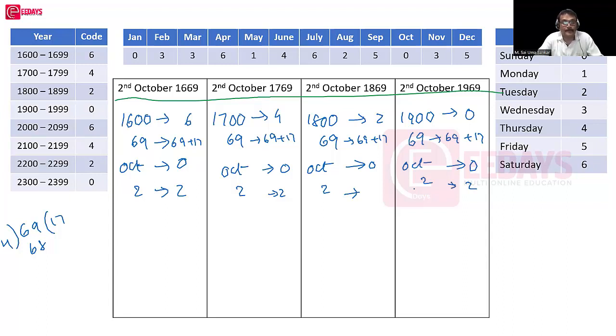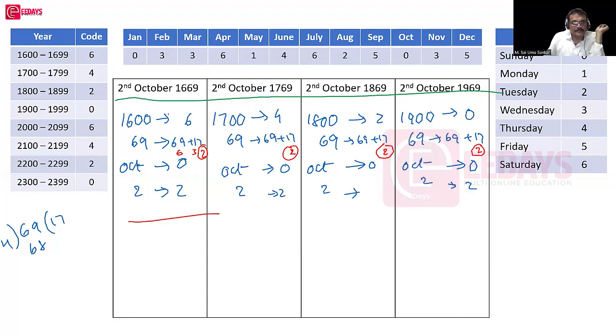Okay. But this 69 plus 17, you don't need to add it all up. Divide with 7, the remainder is equal to 6. Here this is equal to 3. Right? No need to add 69 plus 17, that is equal to 86, etc. Just divide this number with 7, remainder equal to 6. Divide this number with 7, remainder equal to 3. What is the 6 plus 3? 9. And that is equal to 2. And here also 2. Here also 2. And here also 2.